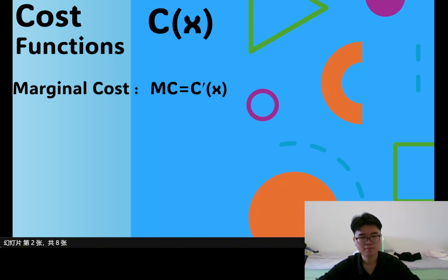Okay, next we look at the marginal cost function. The marginal cost function is the derivative of the cost function, which refers to the additional cost of increasing 1 unit of output. It reflects the additional cost to produce each additional unit of goods.